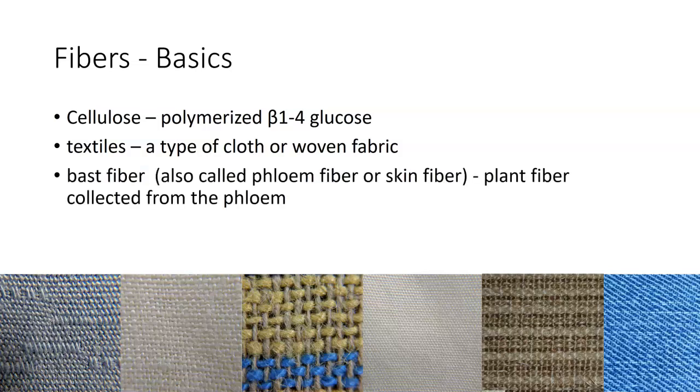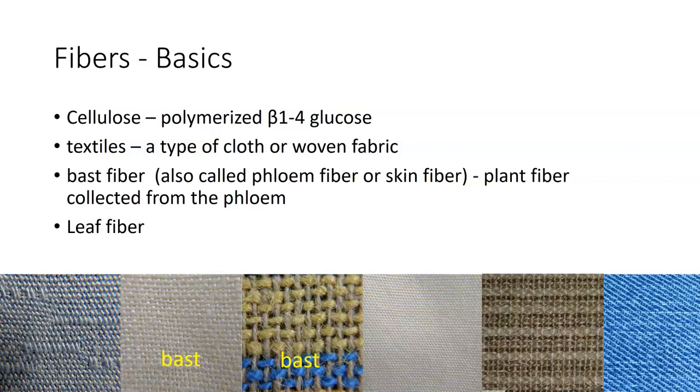We have what we call bast fibers. These are also called phloem fibers or skin fibers. These are plant fibers collected from the phloem. These two on the bottom are bast fibers. These include linen and jute. The linen is the white one. The jute is the one that is a much rougher consistency.